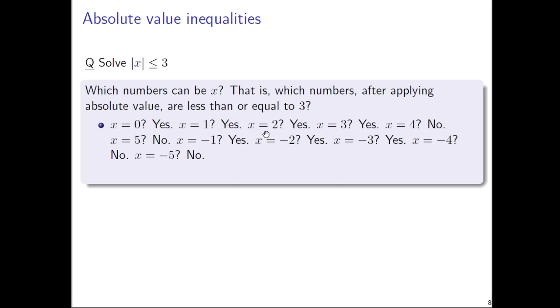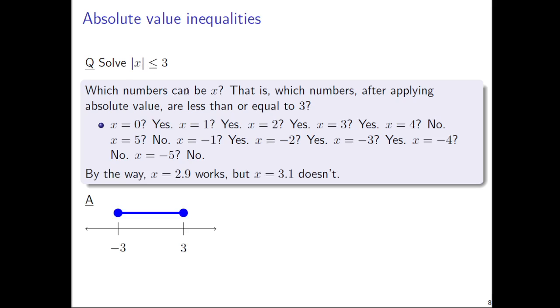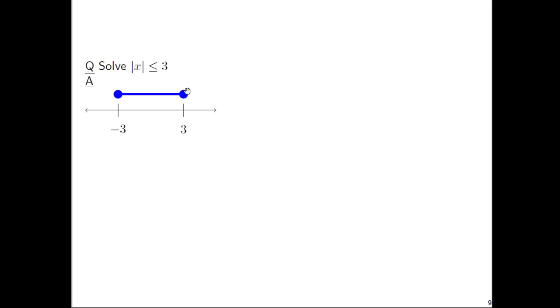We're talking about what value x can be, so that after you absolute value it, you would have something that's less than or equal to 3. Oh yeah, and 2.9 works, x equals 3.1 doesn't. So here'd be a summary of the x values that work. We've got this on a number line. We could also write this in interval notation, and here it is algebraically: x greater than or equal to negative 3 and x less than or equal to 3.